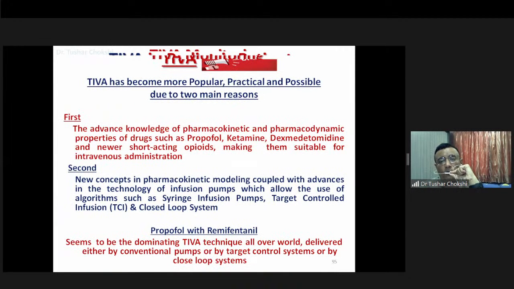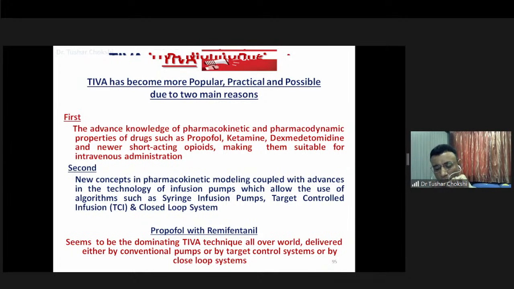So TIVA has become more popular, practical, and possible due to two main reasons. First is the advanced knowledge of the pharmacokinetic and pharmacodynamic properties of drugs such as Propofol, Ketamine, Dexmedetomidine, and newer short-acting opiates, making them suitable for intravenous administration.